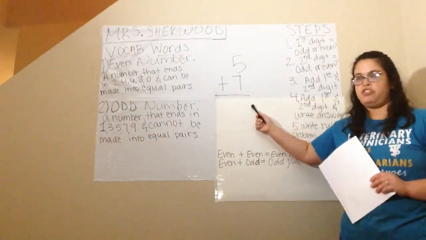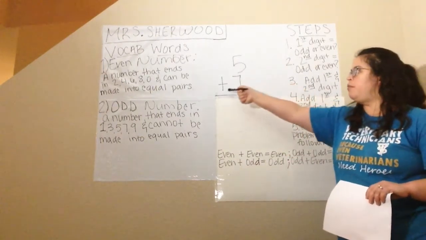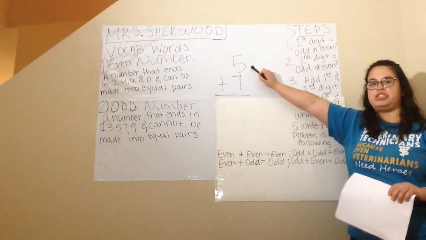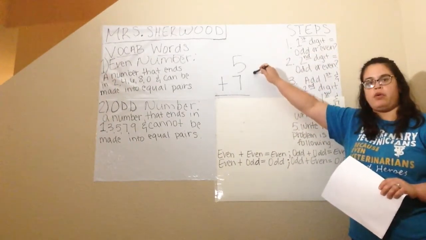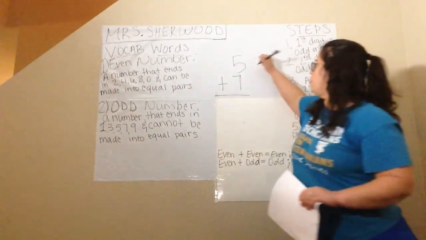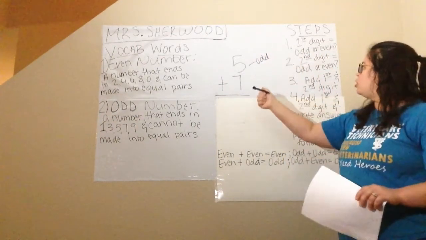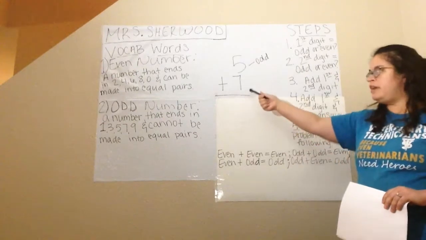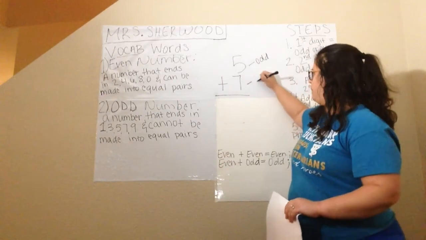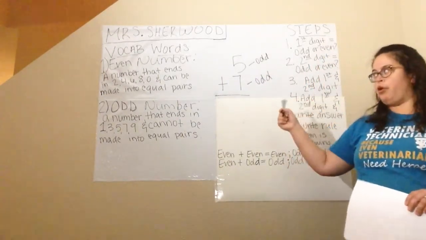Okay, so going on to our second example, I have 5 plus 7. So looking at our steps, looking at our first digit here, is it an odd or an even number? Is 5 an odd or an even number? 5 is an odd number. Looking at our second digit, is 7 an odd or an even number? Seven is an odd number.